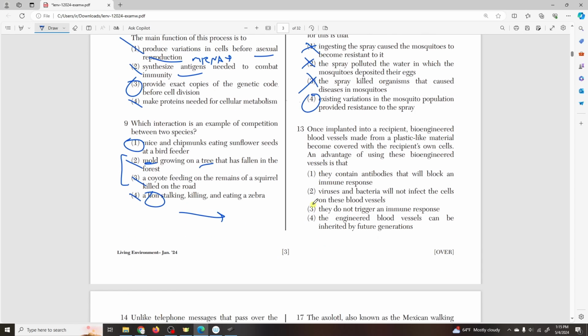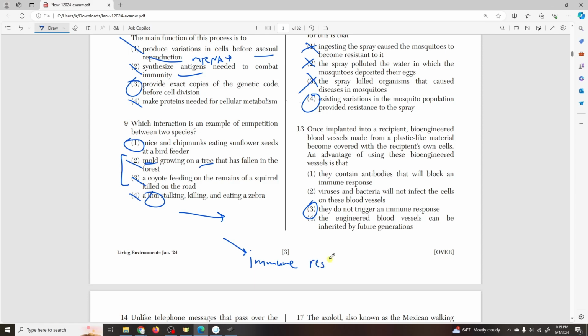So number 13 says, once implanted into a recipient, bioengineered blood vessels made from plastic-like material become covered with the recipient's own cells. An advantage of using these bioengineered vessels is what? Well, it has to be that they do not trigger an immune response, right? So think about it. The biggest issue when you have a foreign object that doesn't belong in your body entering your body is that it triggers an immune response, right?